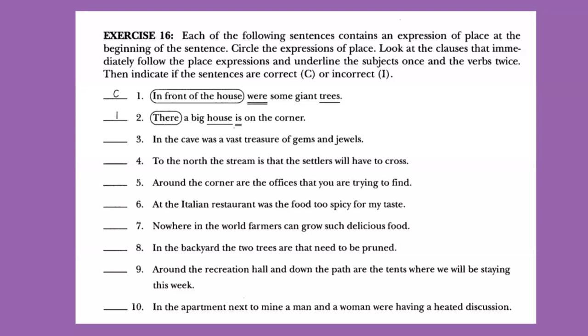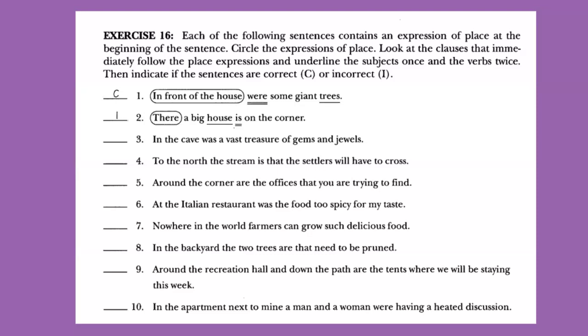Okay, so let's look into the answers. Number 1 and 2 were the examples. So let's go right into number 3. Number 3 is correct. Number 4, incorrect, because it should be "is the stream." And no, "the stream is."